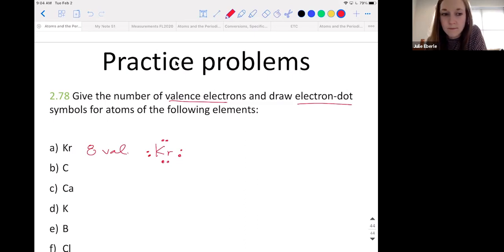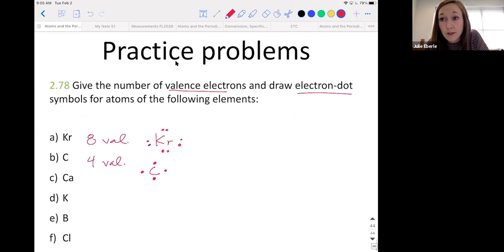Okay, C. This is carbon. How many valence electrons in carbon? Bailey said 4. 4 valence. So carbon should just get, I can't put 2 dots on each side. I know that seems technical. Okay, there's the electron dot structure for carbon.